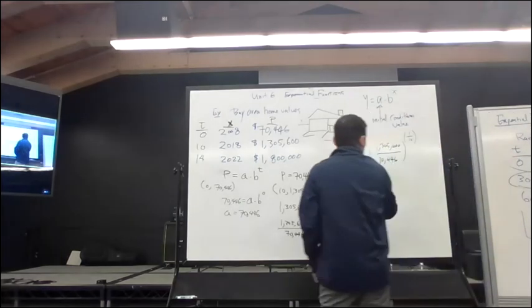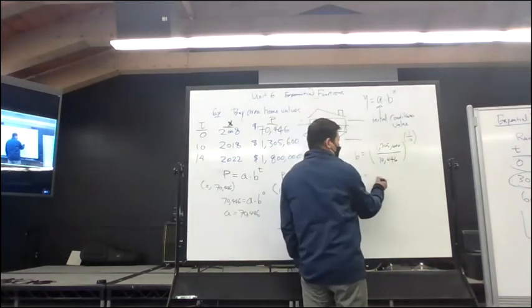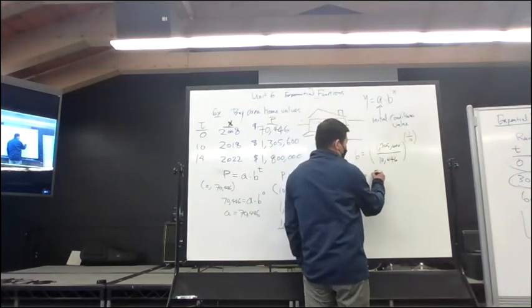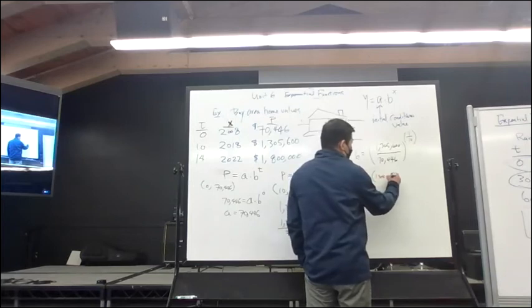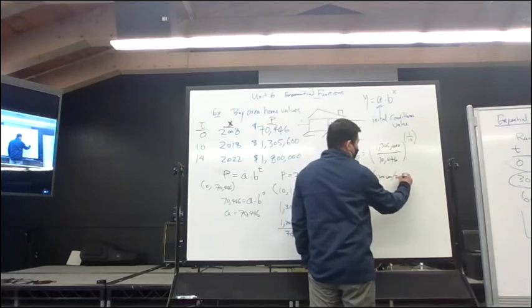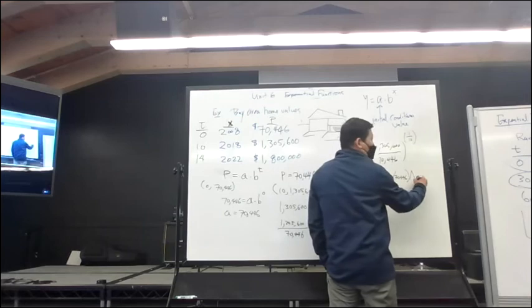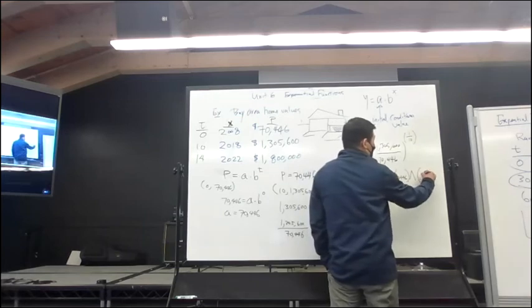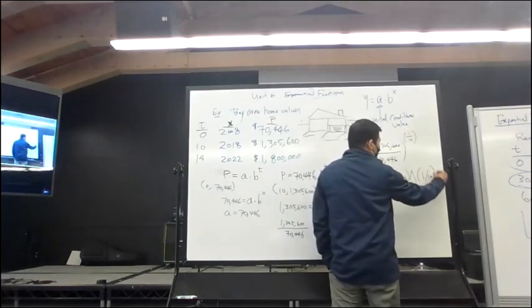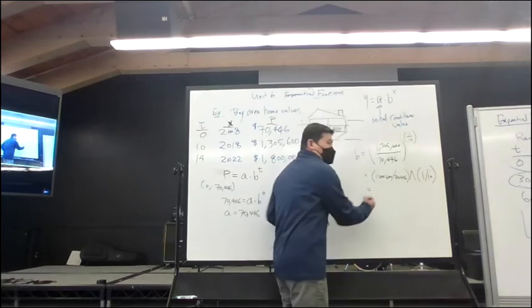So in the calculator, you can go ahead and just do that. In the calculator, you do 1305600 slash 7446, parentheses, to the power, parentheses, 1/10, parentheses. That should give you a number.